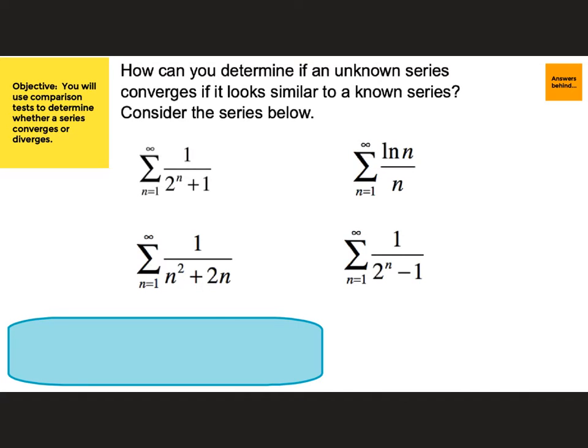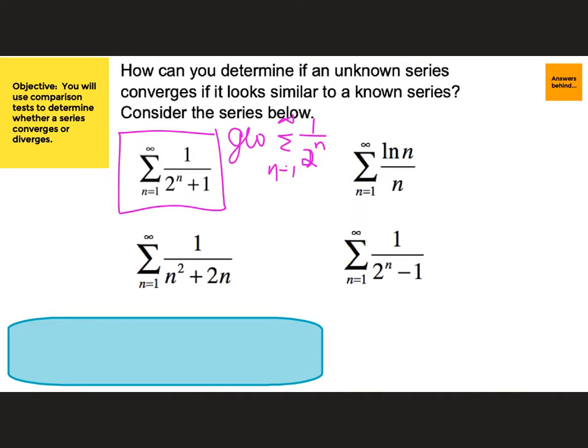Right, let's look at this. We're going to do some comparison tests to determine whether a series converges or diverges. So we want to determine if an unknown series converges if it looks similar to a known series. This one looks a lot like my geometric series friend, the sum from n equals 1 to infinity of 1 over 2 to the n, or 1/2 to the n.